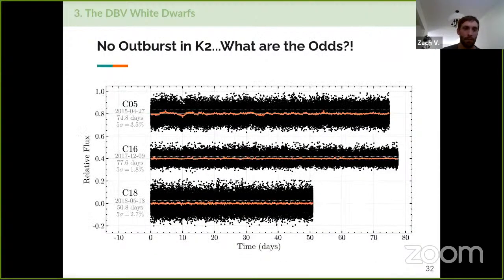So the reason we really shouldn't have seen this is because Kepler observed this star 3 different times in 3 different campaigns, for a total of, I think, like 200 days of observing, where no outburst was detected. So the odds that we actually saw one when we looked at it from the ground are pretty low, surprisingly low. But it's just one of those lucky things.